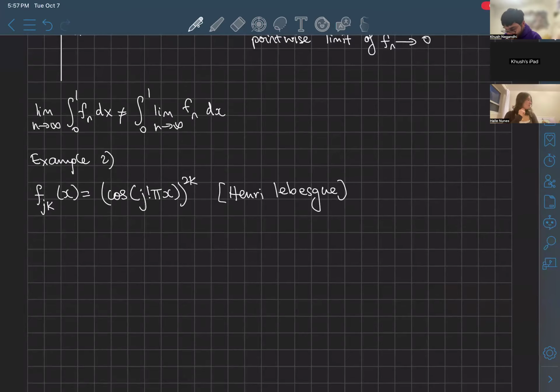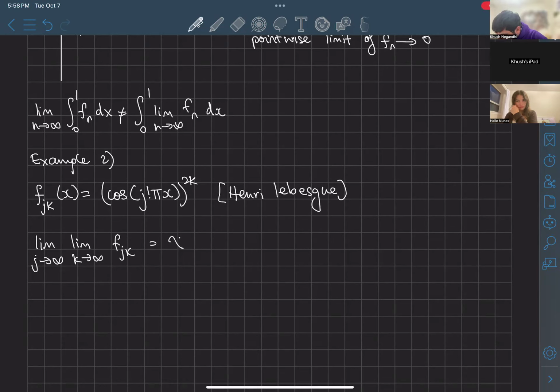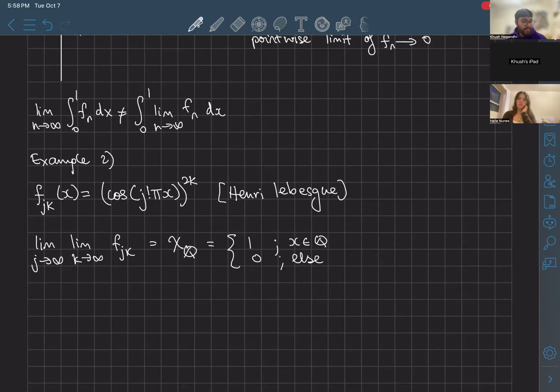Now, this sequence is interesting because this is obviously integrable. We don't know what the integral is really, but it is integrable because it's a composition of integrable functions. But now, the interesting fact is if we take j to infinity and take the limit as k goes to infinity of this function, we end up with the characteristic function of the rationals. Okay. In other words, this is 1 if x is rational and 0 else. And we can check this.